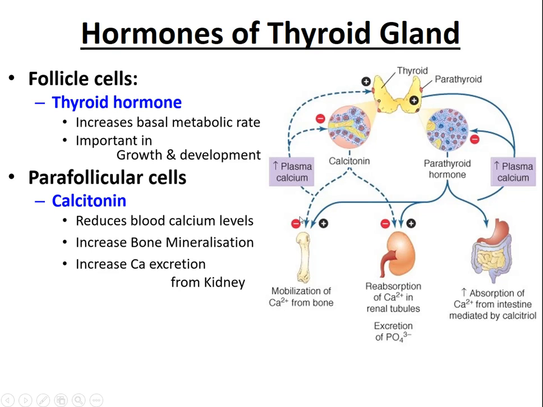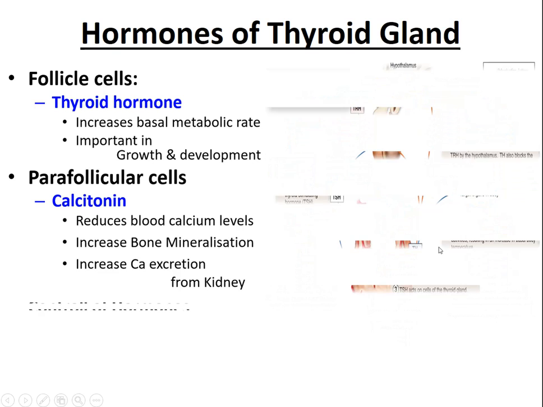And how does it reduce? Calcitonin is released when plasma or blood calcium level is high. Then it reduces it. How? Whatever excess calcium is present is deposited into the bone, so there is bone mineralization. Also the excess calcium is excreted from the kidney, and there is no extra absorption from the small intestine. So the blood calcium level ultimately reduces by calcitonin.